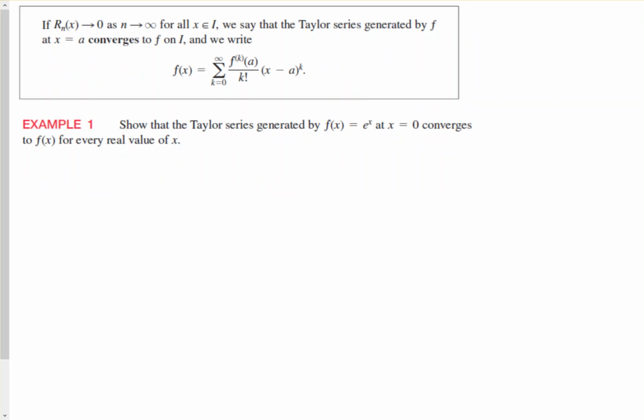We say that if the remainder function approaches 0 as n approaches infinity, then the Taylor series generated by f at x equals a converges to f on the interval, and we write our function as our Taylor series function.